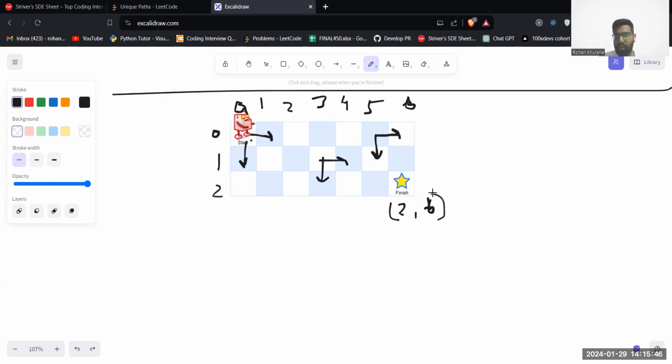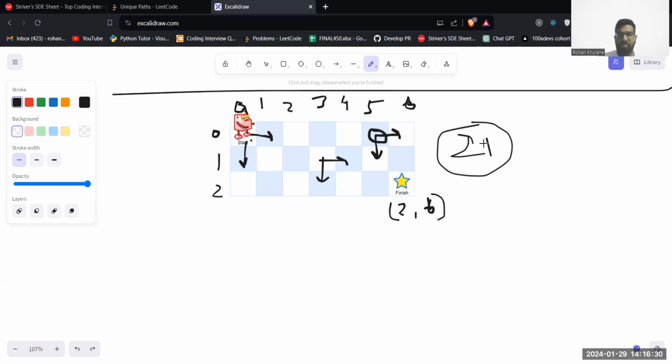I've already given you a disclaimer. Why are we using recursion here? That is something that is important. How many cells are there exactly? There are 7 columns and 3 rows, so 7 into 3, that is 21 boxes. For each and every box, there are two options: either the robot can go right or the robot can go down. To test all the possible cases, what do we exactly use? For people who don't know, we use recursion.